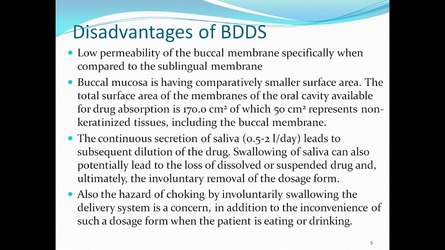Disadvantages: low permeability of the buccal membrane, specifically when compared to the sublingual membrane. The buccal mucosa has a comparatively smaller surface area. The total surface area of the membranes of the oral cavity available for drug absorption is about 170 cm², of which 50 cm² presents non-keratinized tissues, including the buccal membrane.